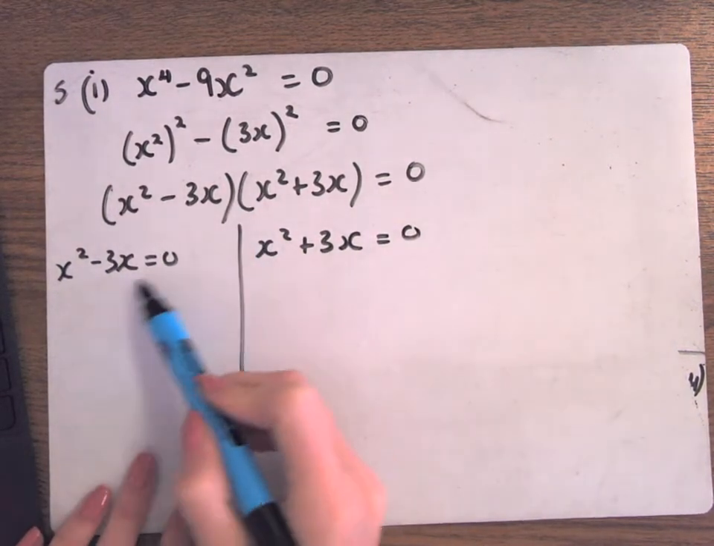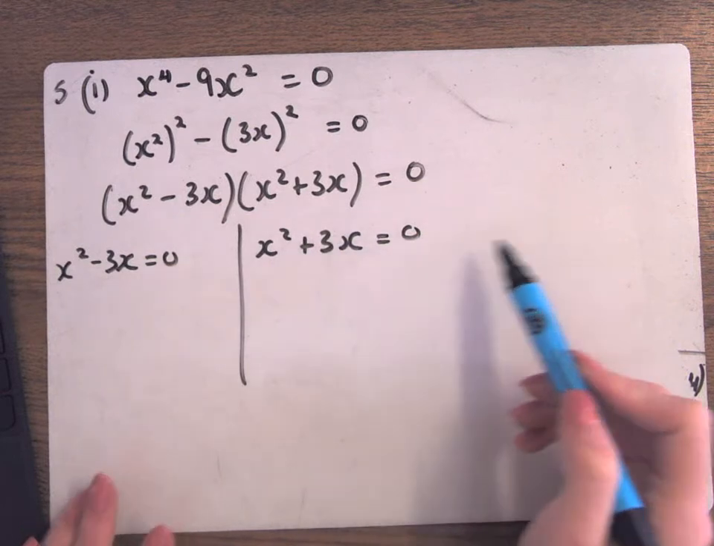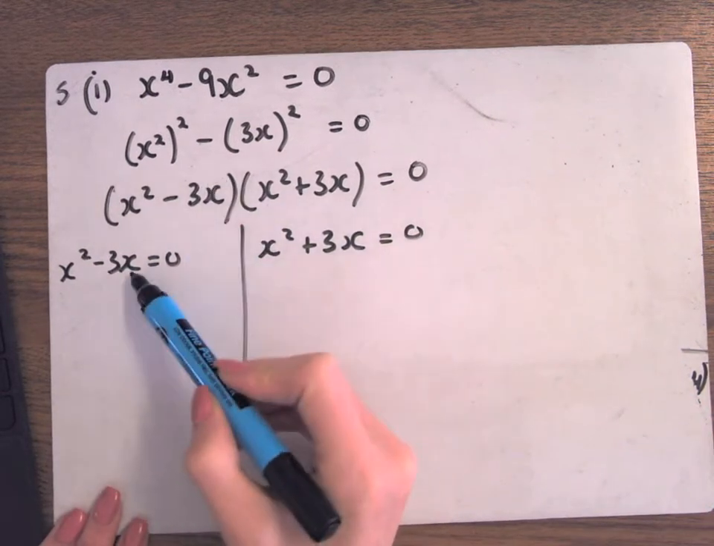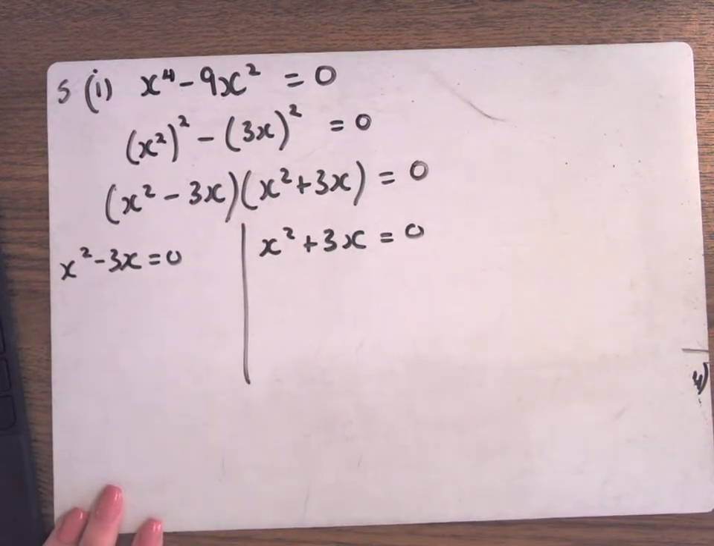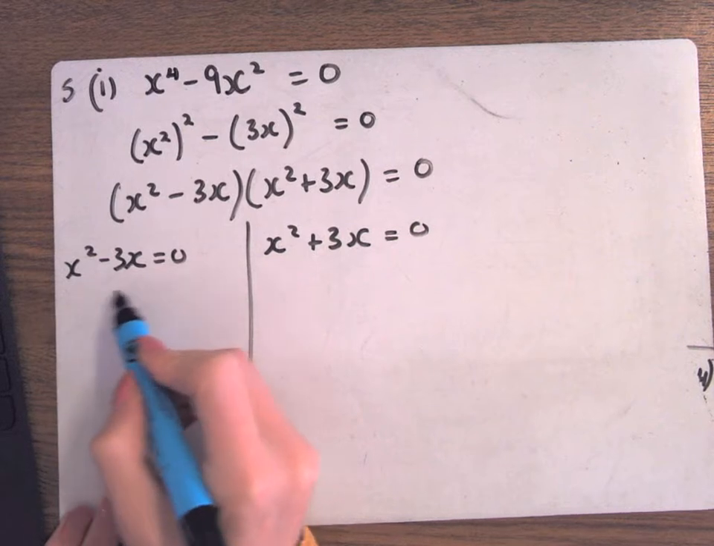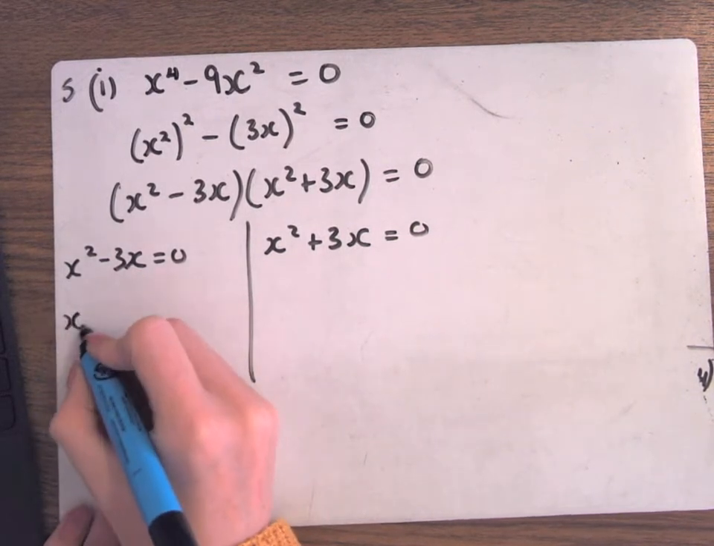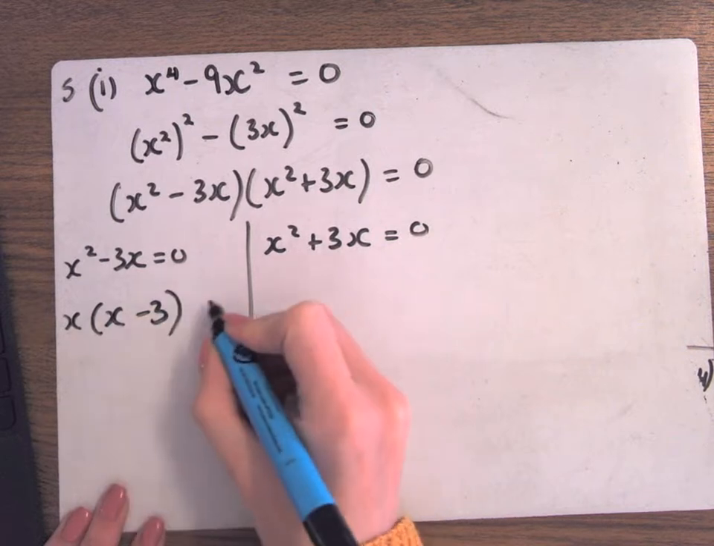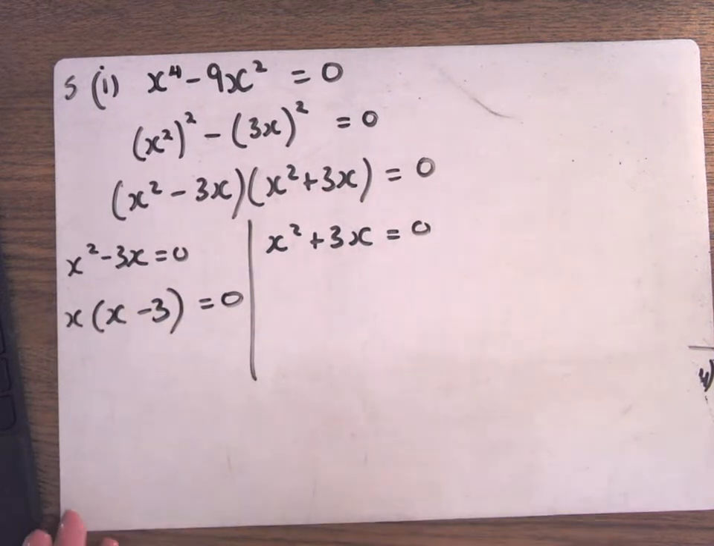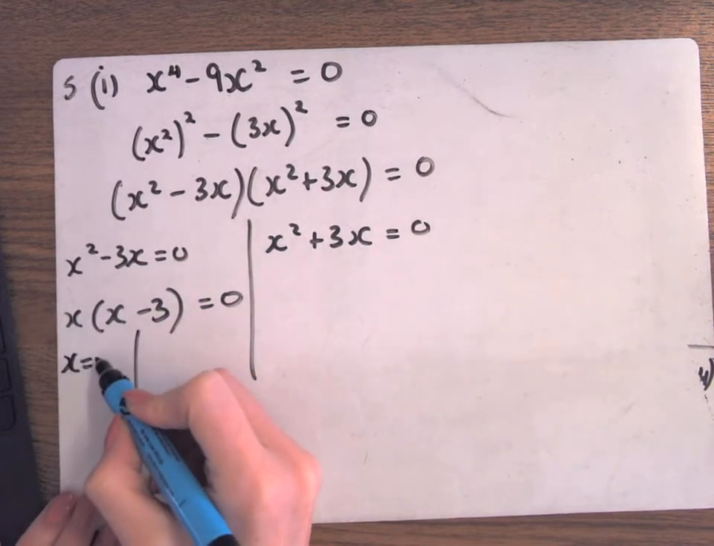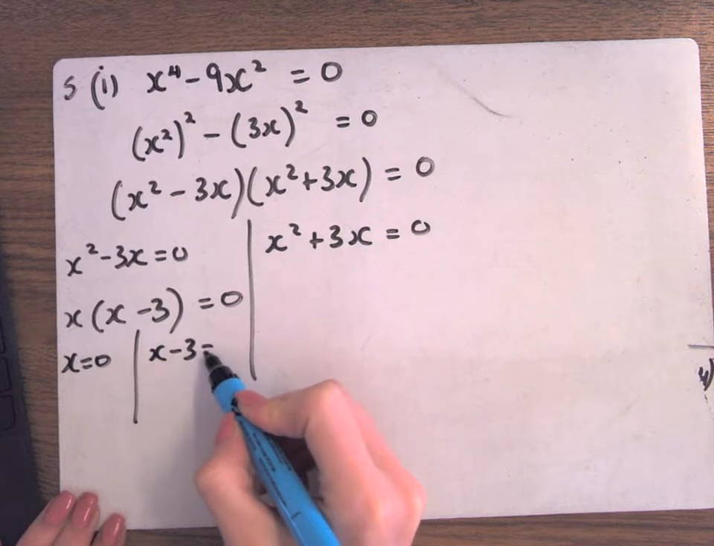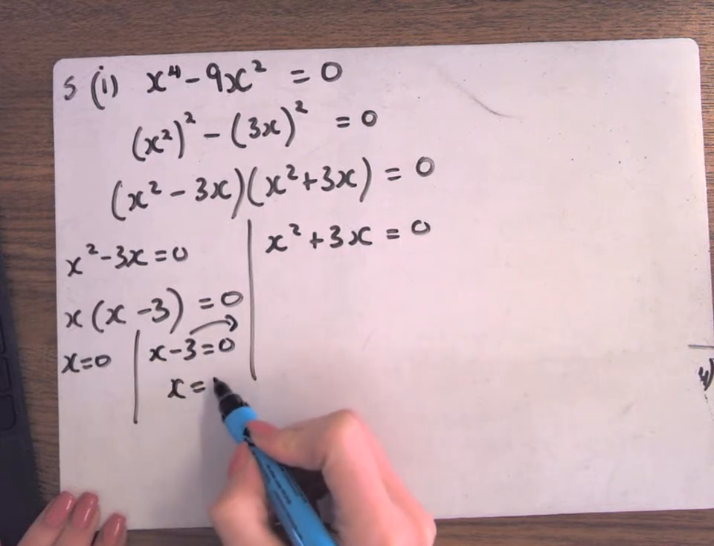So x squared minus 3x equals 0 and x squared plus 3x equals 0. You take the left equals 0 and the right equals 0. Now here, that's actually highest common factor. So x is common. X minus 3 equals 0. I have to split my page again. X is 0 and x minus 3 is 0. So x is 3.